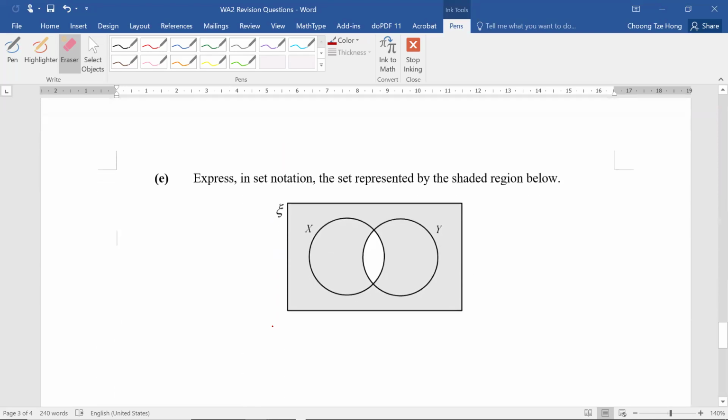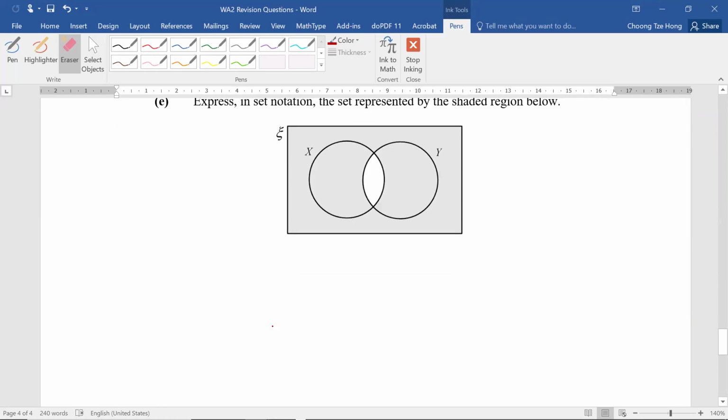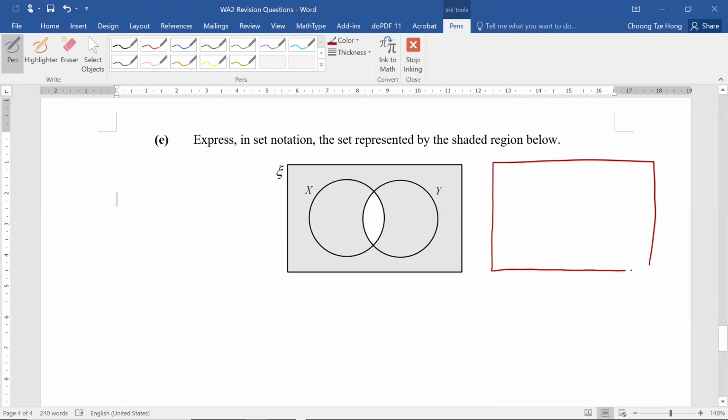Let's look at one question whereby they have shaded for you and they want you to express in set notation the set represented by the shaded region. For this kind of question, I would like to think in reverse. Because if you think about the reverse situation, the unshaded part, if I shaded the unshaded part instead and unshaded the shaded part, then it's going to look just like this.